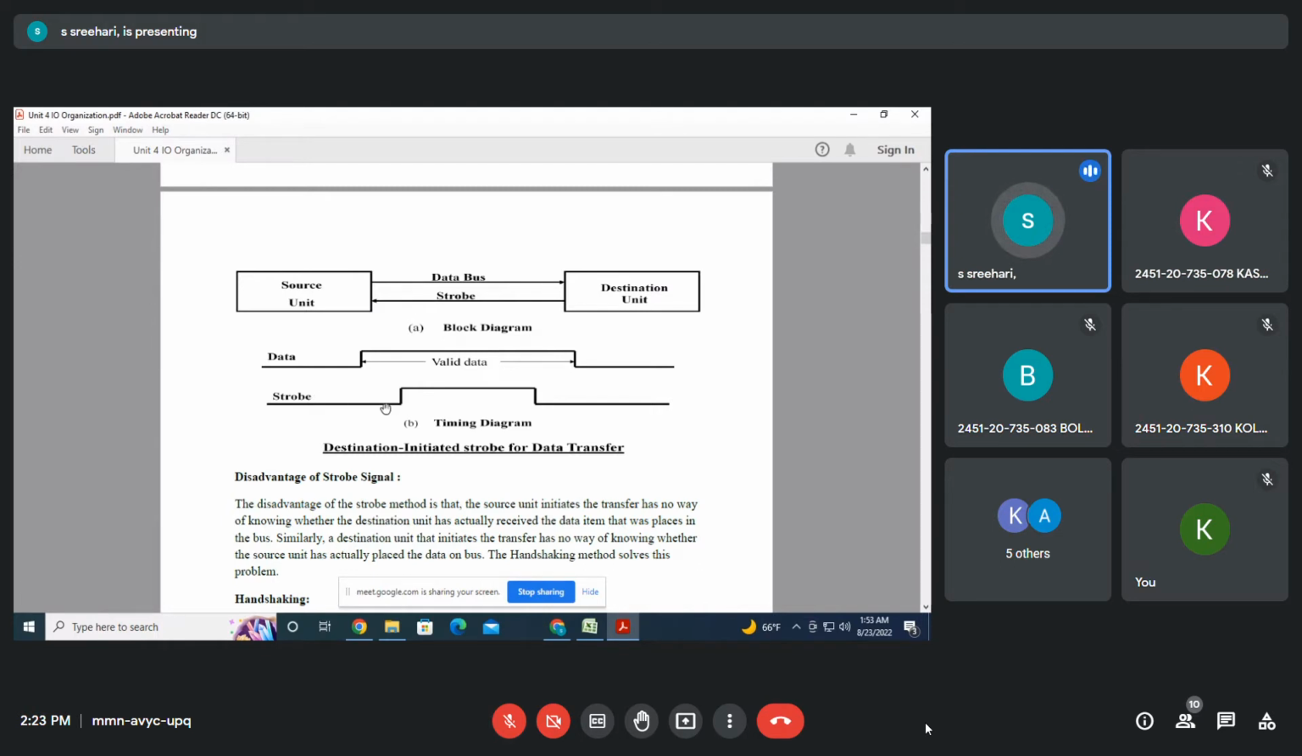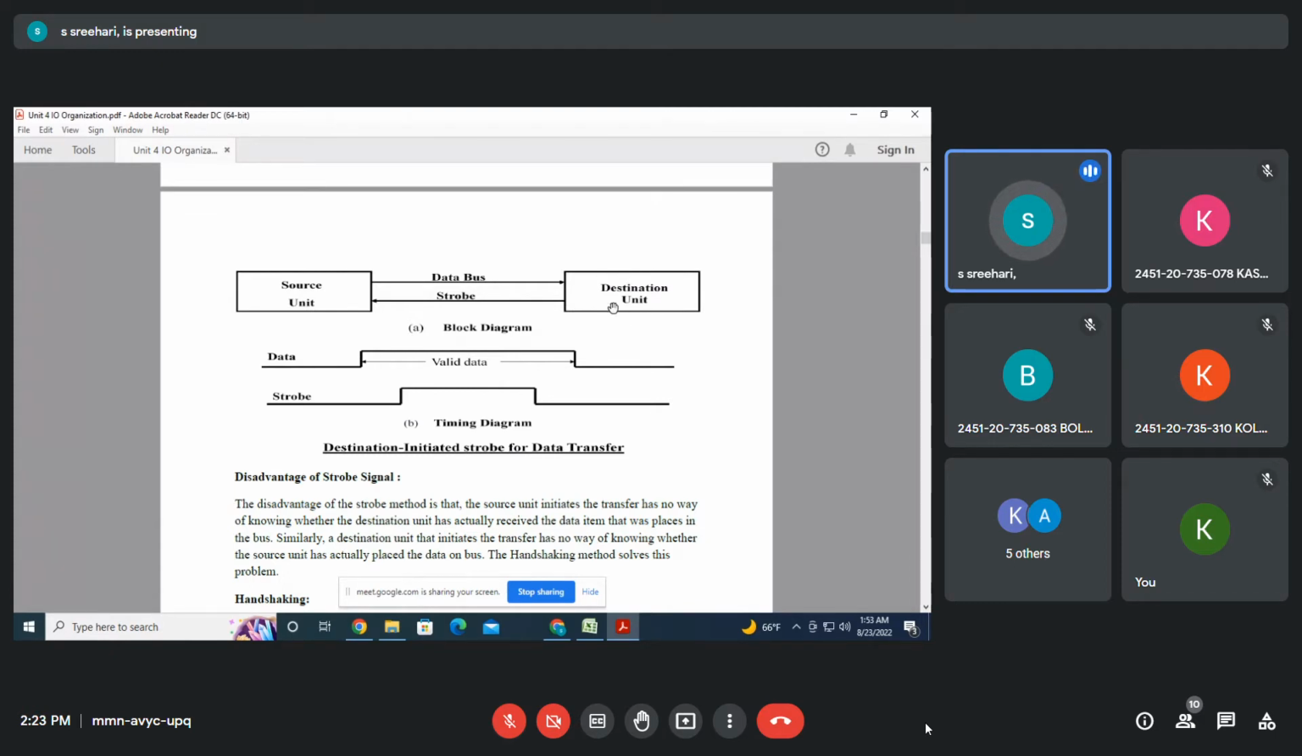Sorry, this is the wrong one. Actually this is your strobe, this is your data. So first the strobe signal is activated, then the data signal is placed on the data bus and activated. That's why this is destination initiated. The data is placed on the data bus after receiving the request from the destination unit. So the destination unit initiates first.